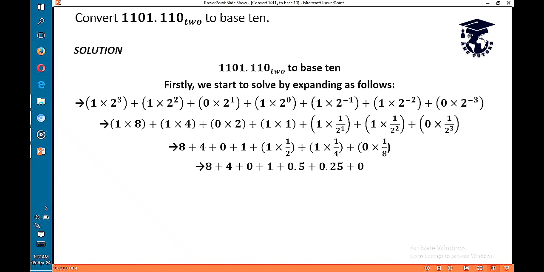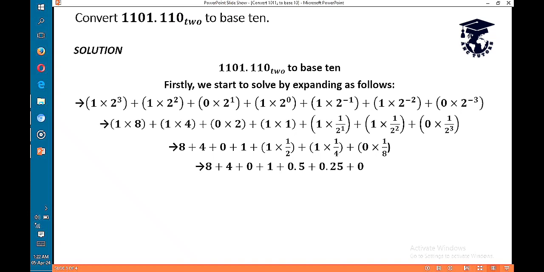As we all know, we cannot continue solving unless the bracket is simplified. So 1 times 1 all over 2 is equal to 1 all over 2, which is the same thing as 0.5. Plus 1 times 1 all over 4 is 1 all over 4, which is equal to 0.25 when we convert 1 all over 4 to decimal. And also 0 times 1 all over 8 is equal to 0, because anything multiplied by 0 is equal to 0. So that's very simple.